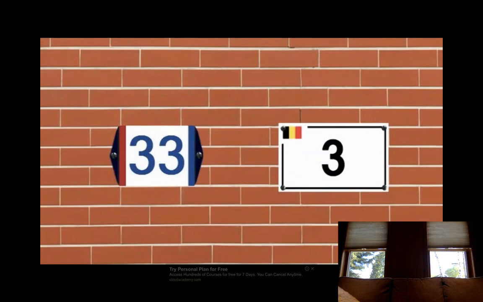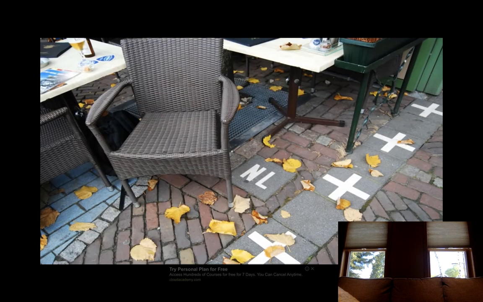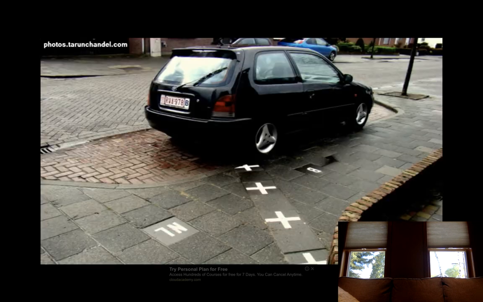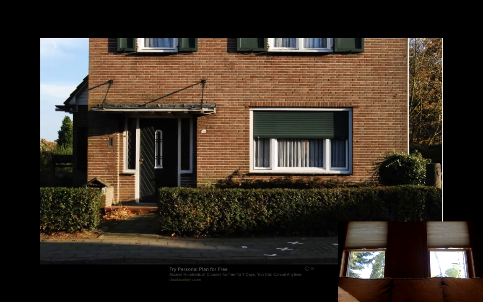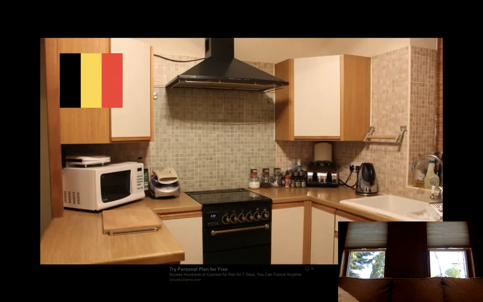It also passes through shops, where you might select your items in one country and pay for them in another. Restaurants and cafes, where different tables are in different countries. Car parks, making it possible to legally park in 2 countries at the same time. And even people's houses. Some residents of Baarle wake up in the Netherlands and make their breakfast in Belgium.